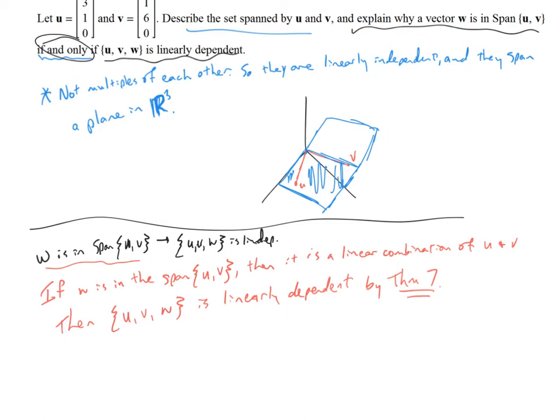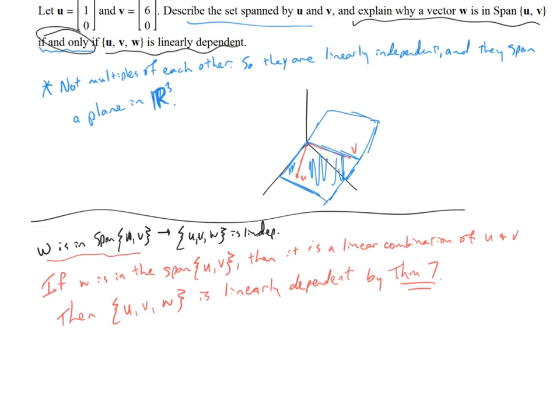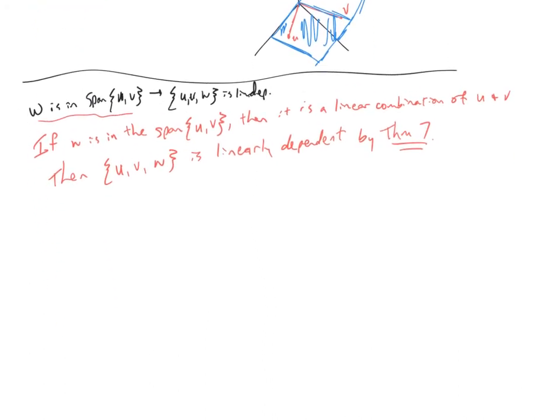This is called the forward direction of the proof, which is often a little bit shorter and a little bit easier to understand sometimes. Maybe not in this case because it's the first time we're doing this. But the next step is, can we do this in the reverse order? If I have u, v, and w linearly dependent, can I then show that w is in the span of u and v? Let's go through how we do that.